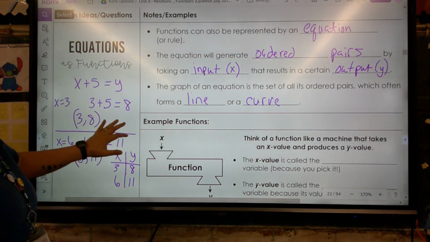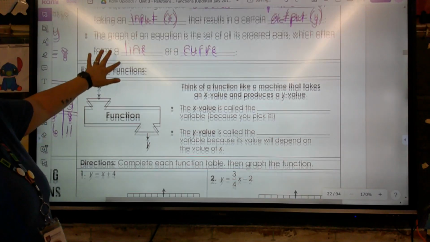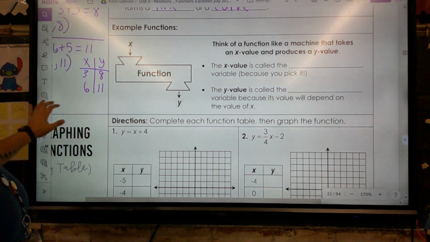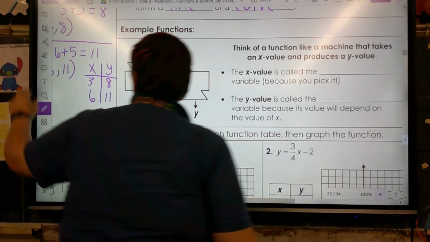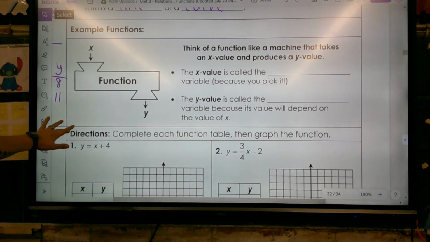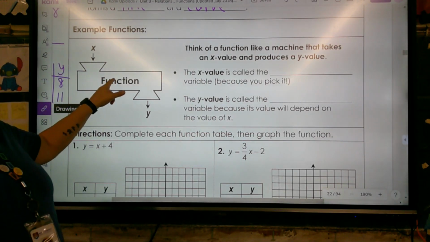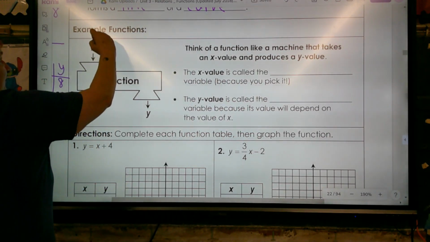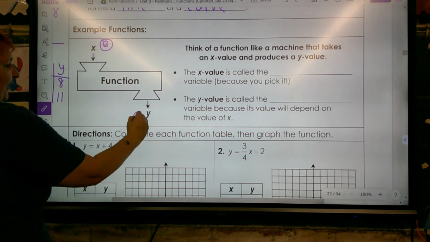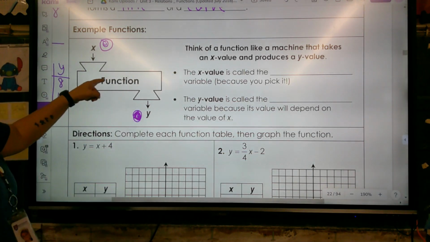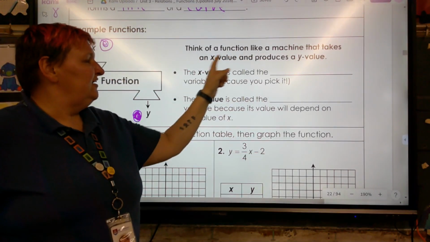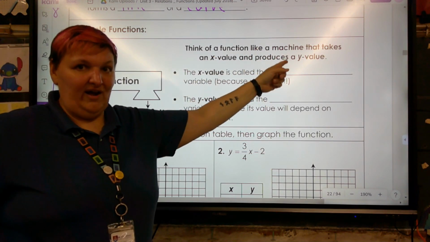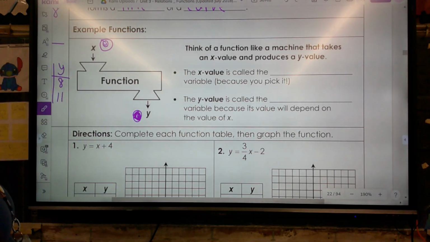Right? So, it's just a function machine, right? Think of it like a machine that takes an x value and outputs a y value, right? This is our gumball machine. Quarter. Don't even judge my little man. You put in a quarter and you get a gumball. This is your gumball machine, right? Think of a function like a machine that takes an x value and produces a y value. It's just a machine, right?